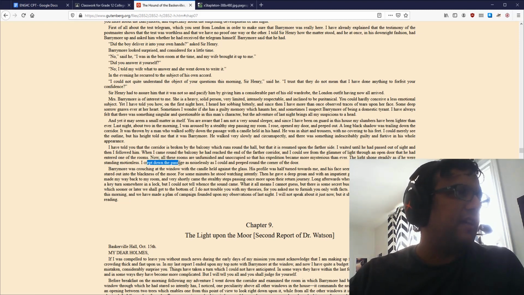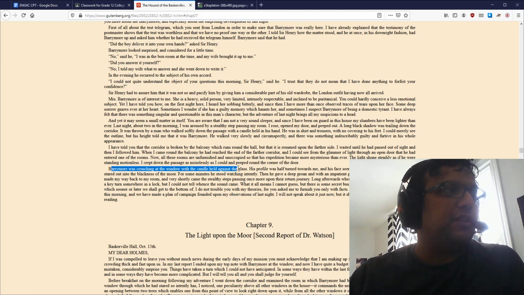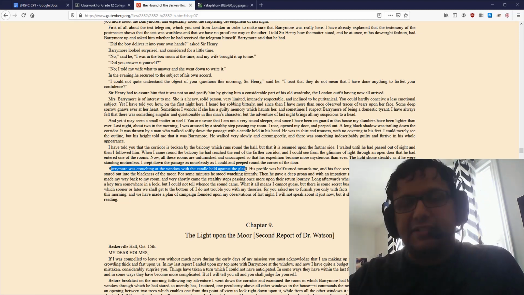I crept down the passage as noiselessly as I could, and peeped round the corner of the door. Barrymore was crouching at the window with the candle held against the glass.